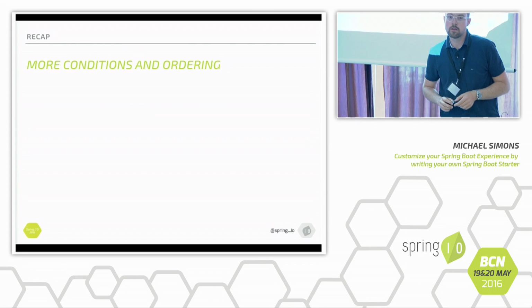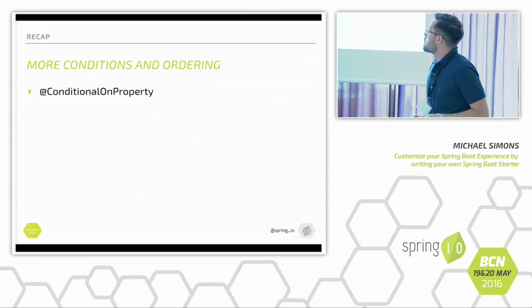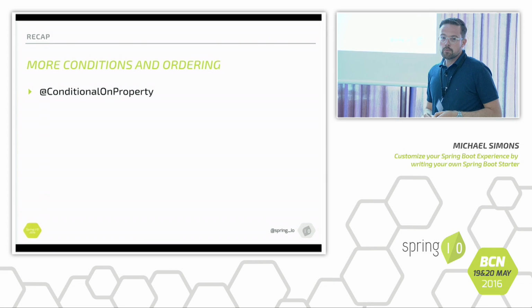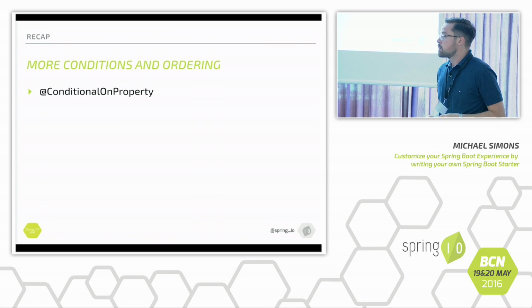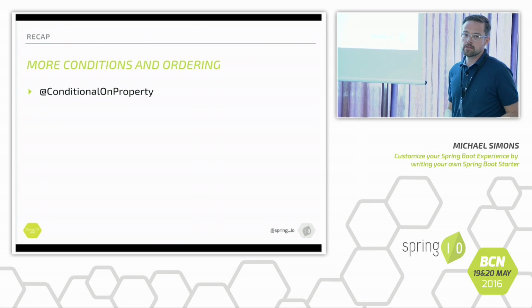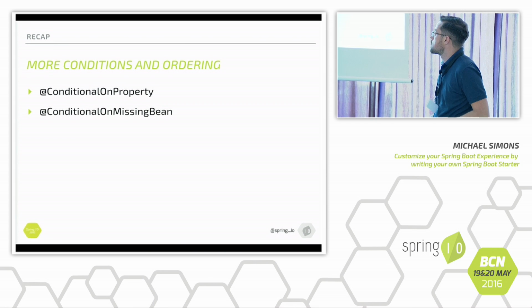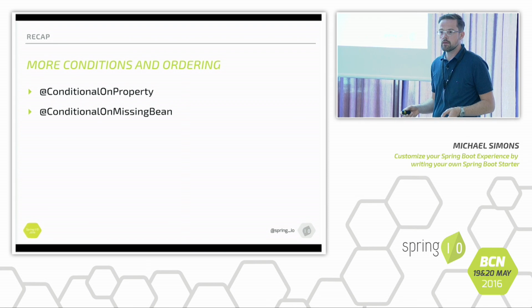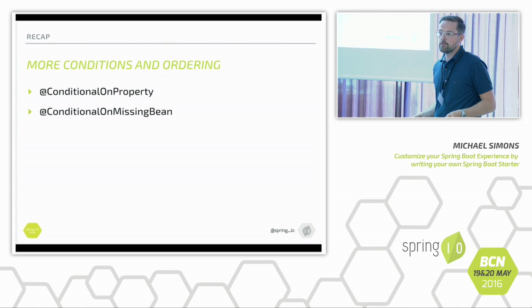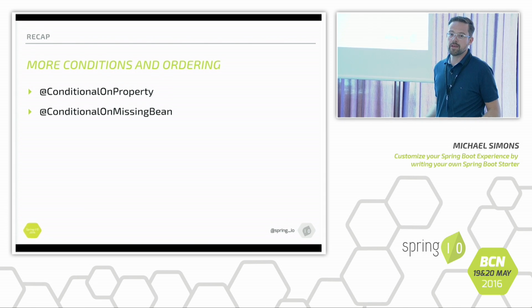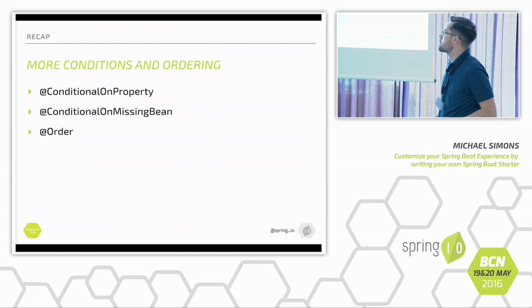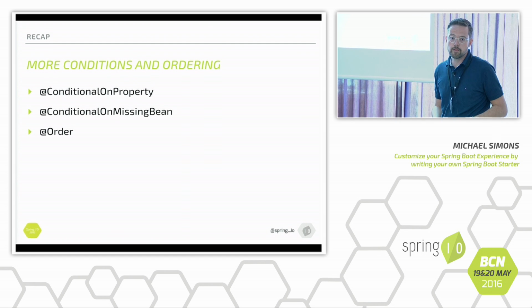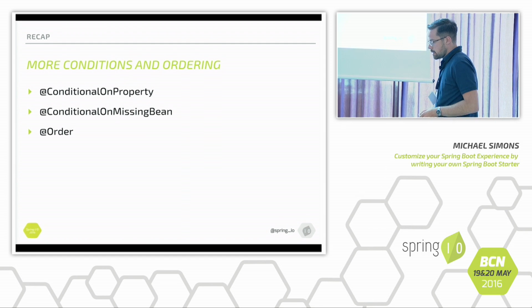Again, a short recap here. We have seen the conditional on property annotation to check if properties have values and which values. We have seen conditional on missing bean. You can use conditional on bean if you depend on another bean in your application context, another collaborator like a cache, for example. And we've seen how to order that stuff. So, next demo.